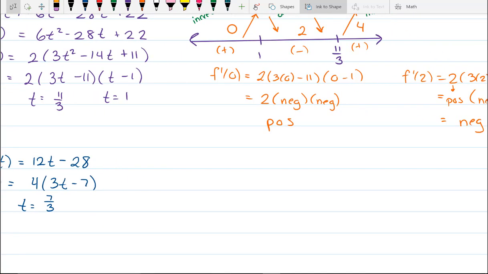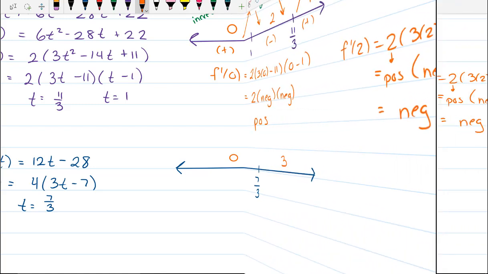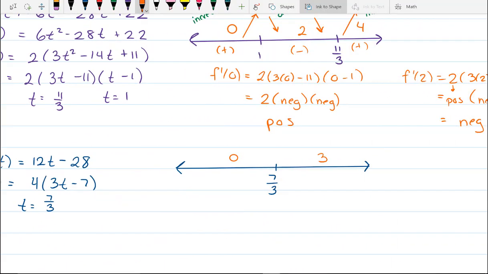Now we're going to do the same thing. We're going to make a sign chart, where this is 7/3. So we have to pick a value on each side and plug it into the second derivative. So I'm going to choose 0, and I'm going to choose 3. So go ahead right now and figure out where the acceleration is positive and where the acceleration is negative. Okay, so let's try it out.